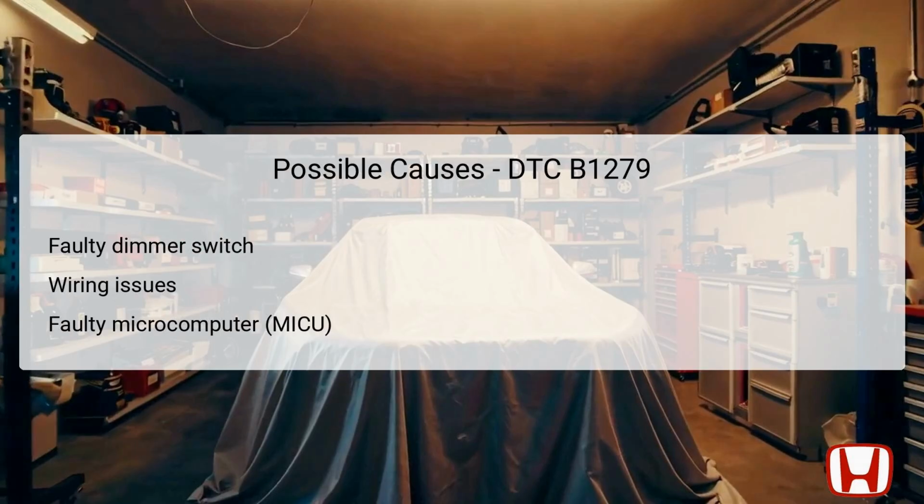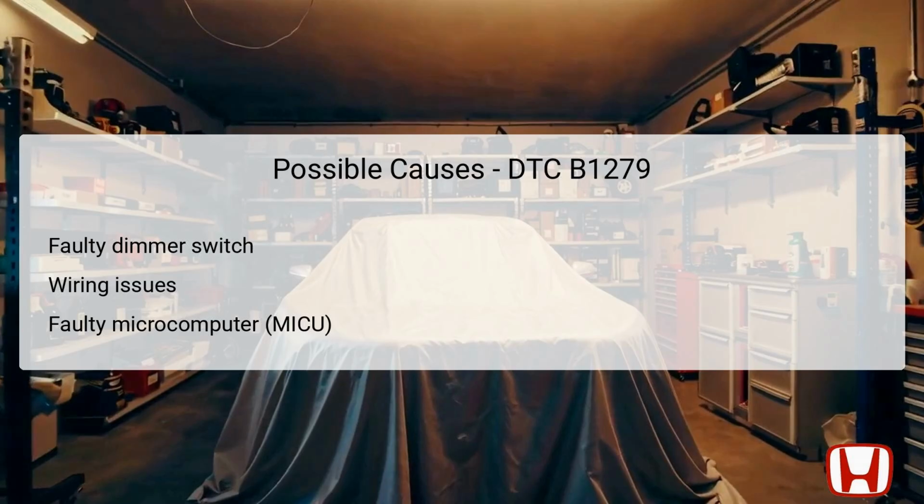When diagnosing DTC B1279, three main causes are often identified. Firstly, the dimmer switch itself may be faulty due to wear or internal issues, preventing it from sending the correct signals. Secondly, wiring issues could exist. Frayed or damaged wiring may disrupt the communication between the switch and the microcomputer. Lastly, a malfunctioning microcomputer, known as the MICU, Multiplex Integrated Control Unit, could be at fault.